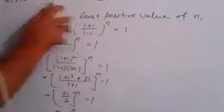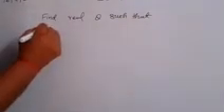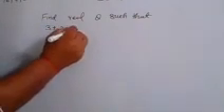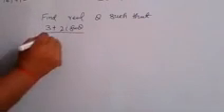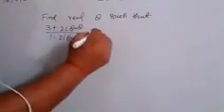Okay, next question. Find real theta such that (3 plus 2i sine theta) upon (1 minus 2i sine theta) is purely real.